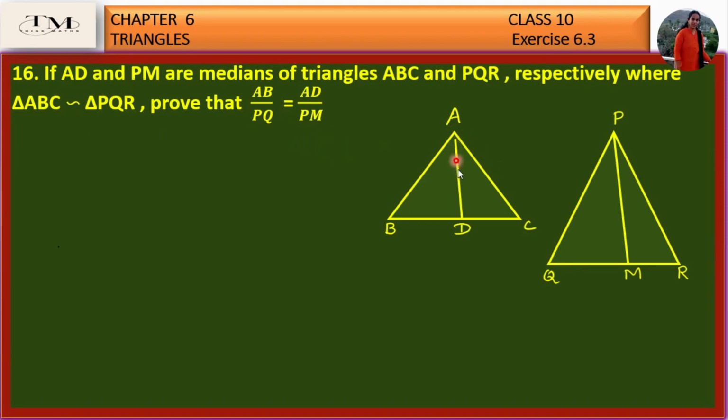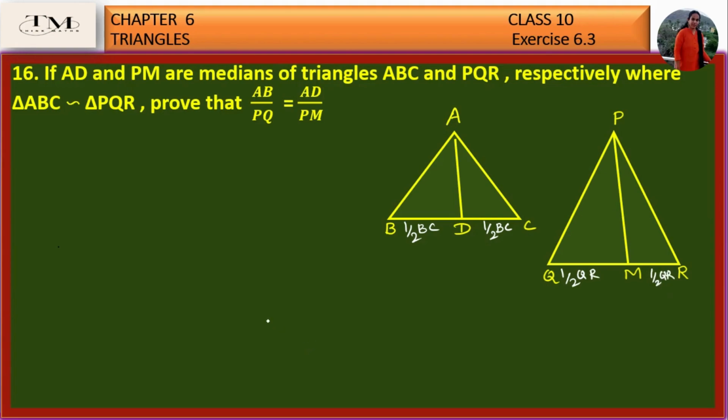What is given? AD and PM are medians. So AD is the median, then D will be the midpoint. If D is the midpoint, then it divides BC into equal halves. So BD will be equal to half of BC and DC is also half of BC. In the same way, PM is the median, then M will be the midpoint. So M divides QR into 2 equal halves. So QM will be equal to half of QR and MR will be equal to half of QR.